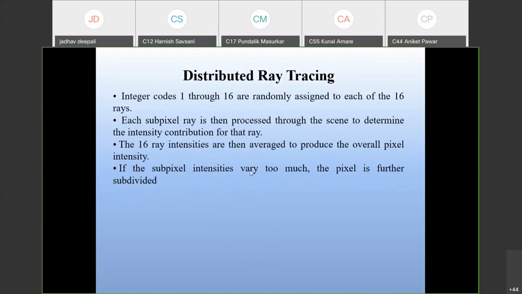If the subpixel intensities vary too much with each other, then that pixel is again divided into subpixels. That is, a divide and conquer method is used. All are divided and then the results are conquered together. So that is about the distributed ray tracing algorithm.